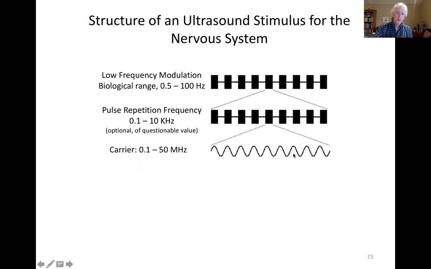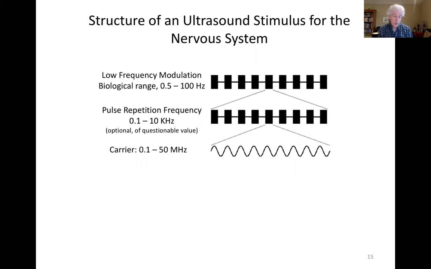Then the carrier wave is often modulated by some intermediate frequency, usually called a pulse repetition frequency. These are often pulses that range from 100 hertz up to kilohertz or tens of kilohertz or so. What that means is that if you were to zoom in on these pulses, you would see the carrier wave being modulated here. In general, it's not been clear why people use these pulse repetition frequencies. In some cases, it's probably just that they tried it and it worked.